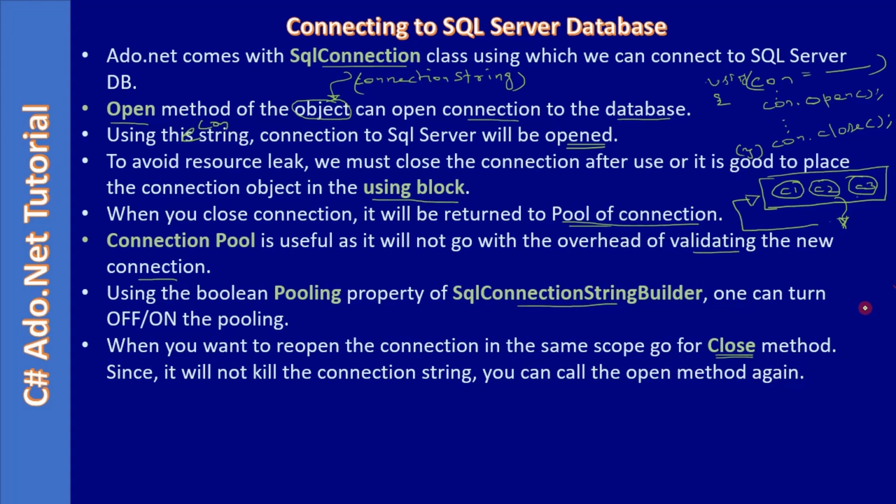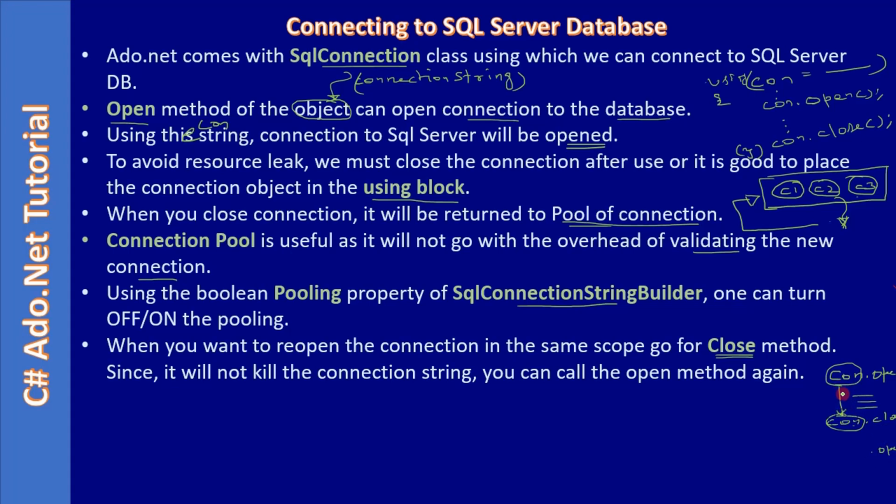Say for example, you can open the connection, make a call to the open method, use the connection, then call connection.Close. So if this is the case, when the connection is available in the scope, you can use the same connection object and make a call to the open method again.